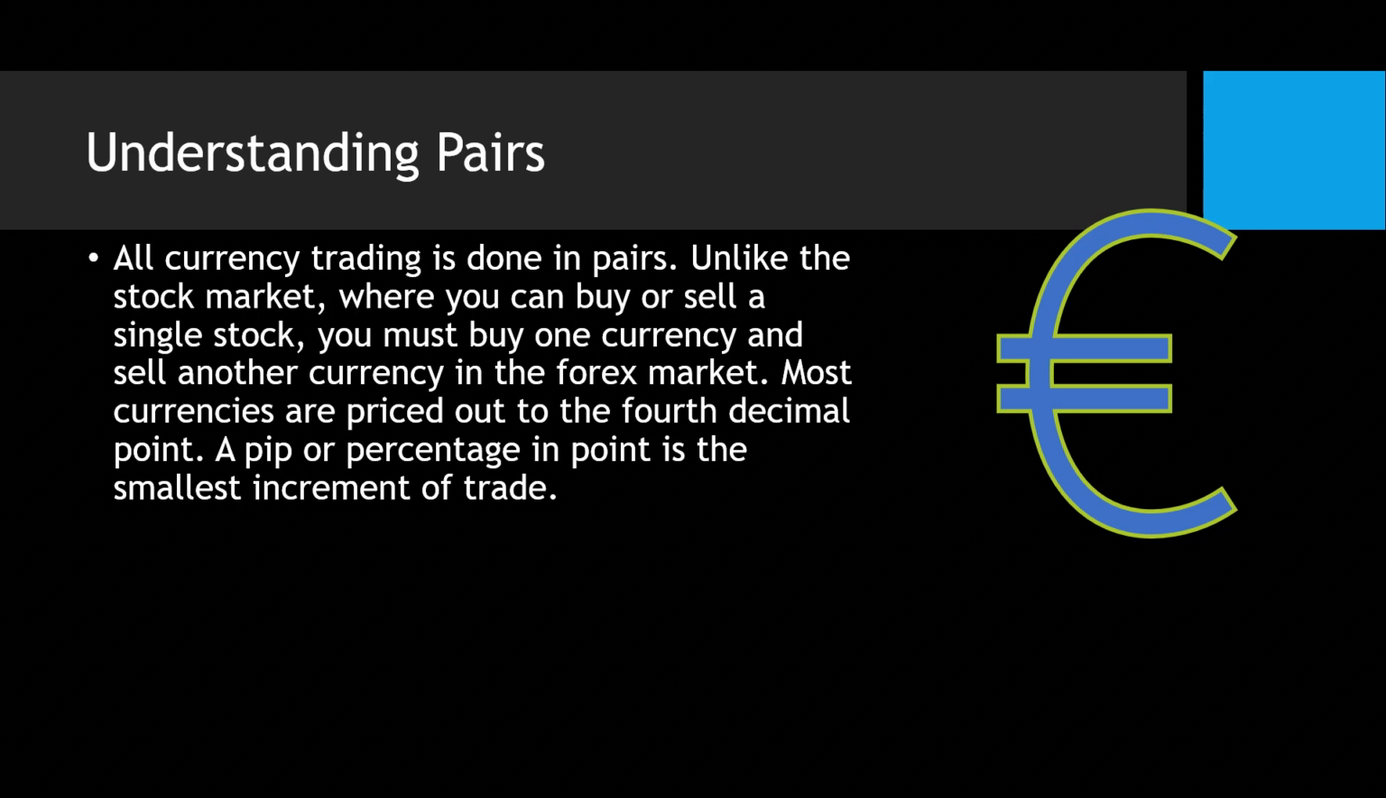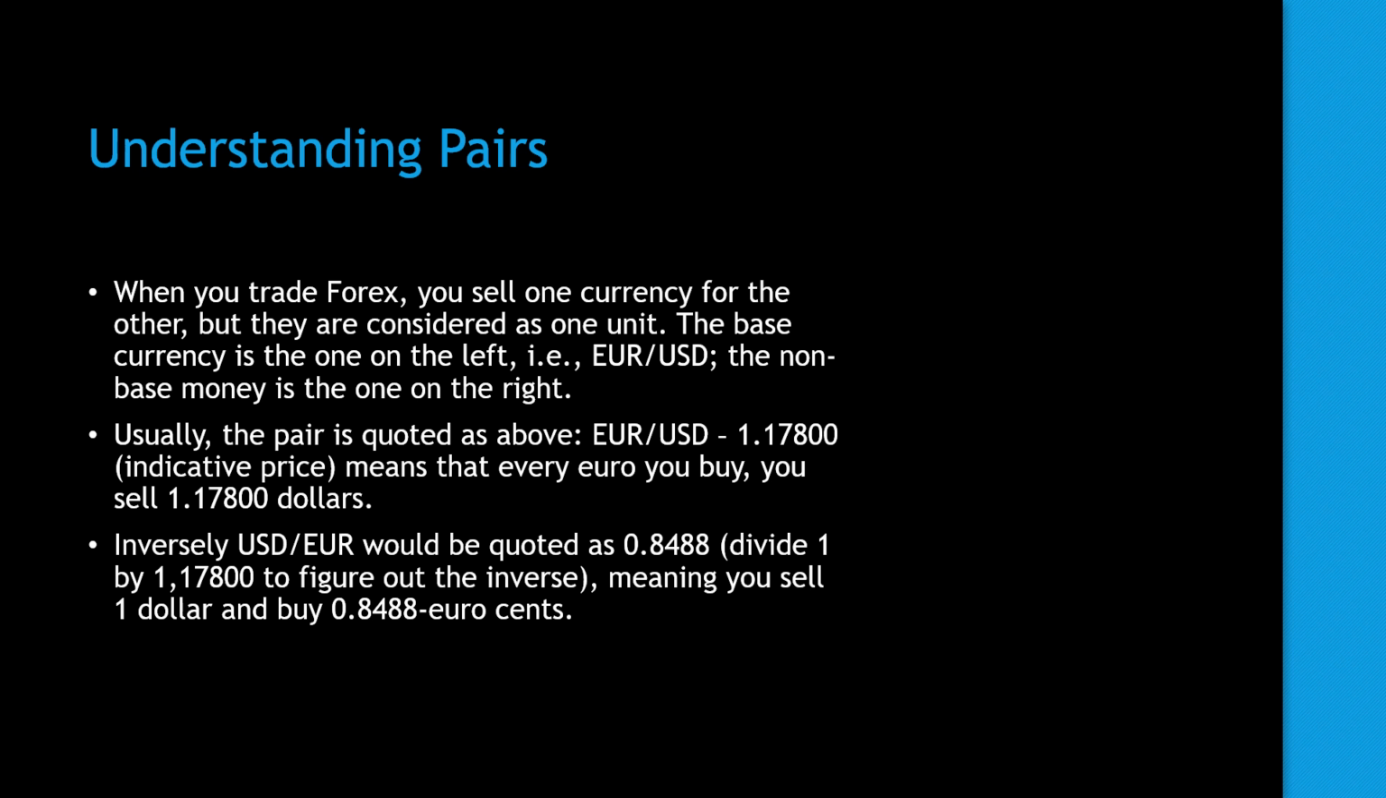Now most currencies are priced out to the 4th decimal point, and that's called a pip or a percentage in point, and it's the smallest increment that that currency can trade in. When you trade forex, you sell one currency for the other, and they are considered as one unit. The base currency is the one on the left, and the non-base currency is the one on the right. So in the euro US dollar, the euro is the base currency and the non-base one is the one on the right. We could be trading the US dollar euro, which has just the same value, but it tells you which is your base currency and which is your non-base currency.